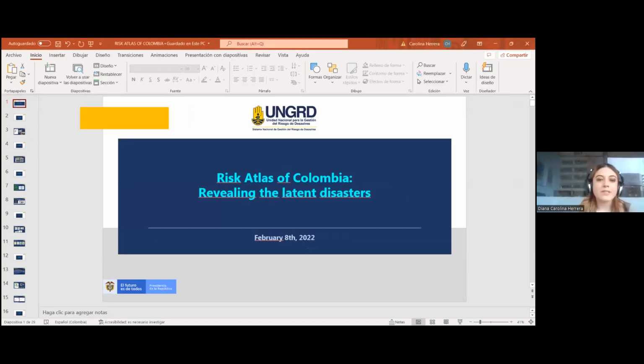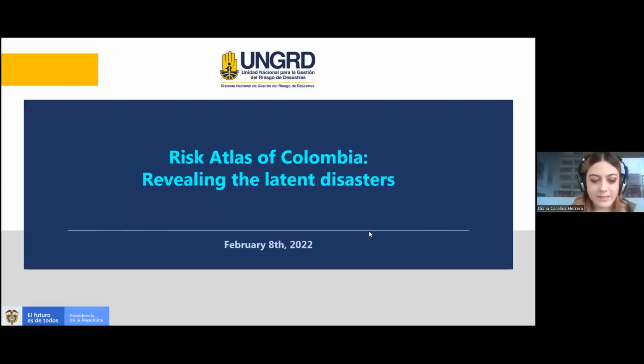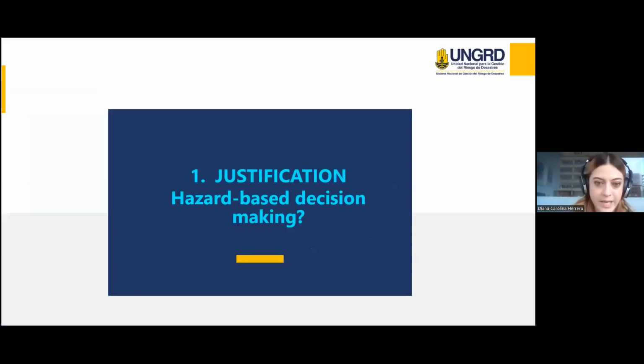Okay, so I'll be talking about the Risk Atlas of Colombia. This is a very important instrument for us for disaster risk management. This was born from the need to advance risk knowledge at national and regional levels. This instrument seeks to improve the understanding of disaster risk in the dimensions of hazard, exposure, and vulnerability, taking into account the environmental characteristics of the territories at national and regional scale.